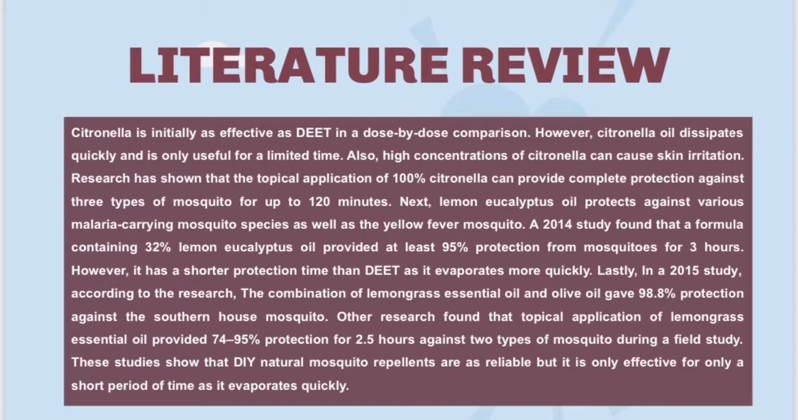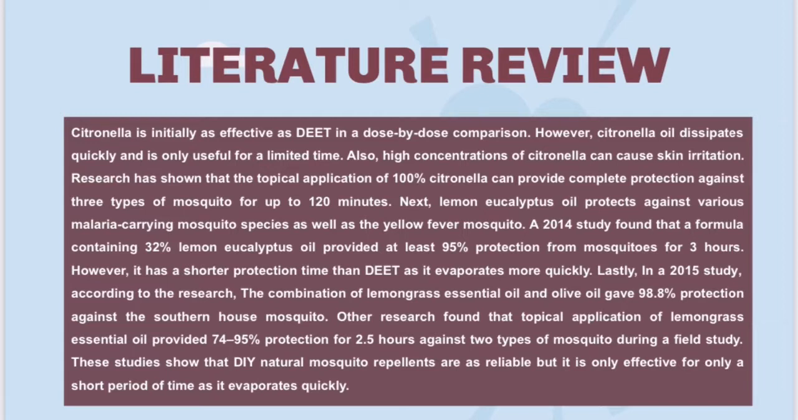Next, lemon eucalyptus oil protects against various malaria-carrying mosquito species as well as the yellow fever mosquito. A 2014 study found that a formula containing 32% lemon eucalyptus oil provided at least 95% protection from mosquitoes for 3 hours. However, it has a shorter protection time than DEET as it evaporates more quickly.